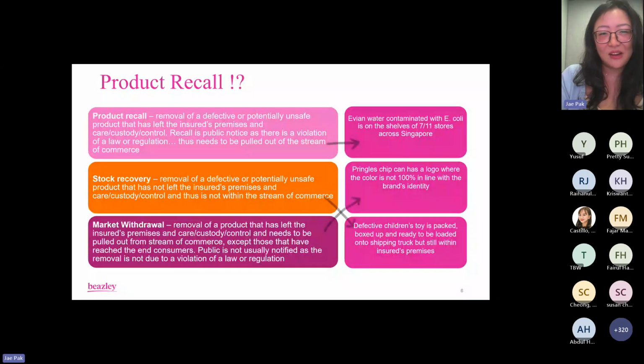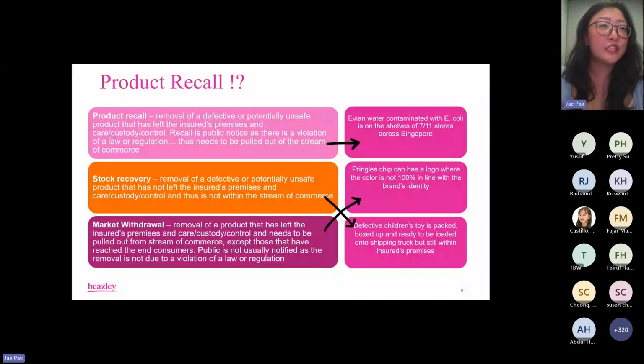Yeah, so the first one is a product recall. The second example that I've outlined, that's actually a market withdrawal because there isn't really a violation of law or regulation, but more so it's a quality issue. They don't want to have products out there that aren't in line with the brand's identity. And the third one, that's a stock recovery, and that's because the product is still within the insured's premises.